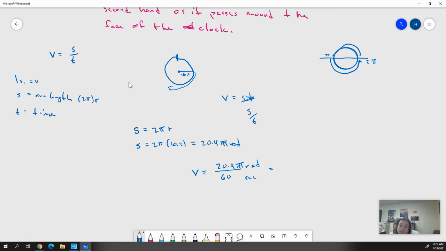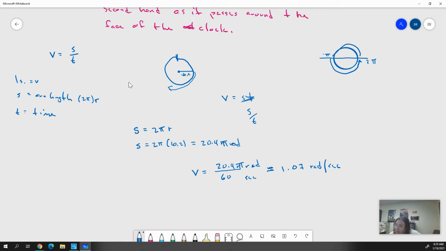Do we do this math in our head? No, we use a calculator, right? And we're not going to get an exact answer because we're dealing with pi. We're going to get an approximation answer. So we would use the approximately equal sign, and we would get 1.07-ish radians per second.